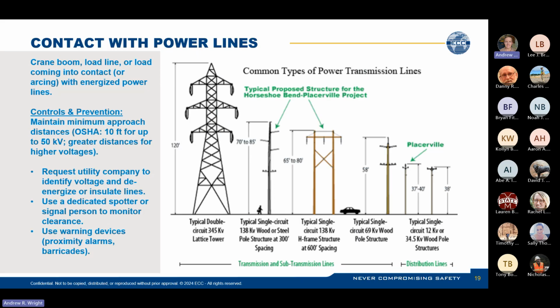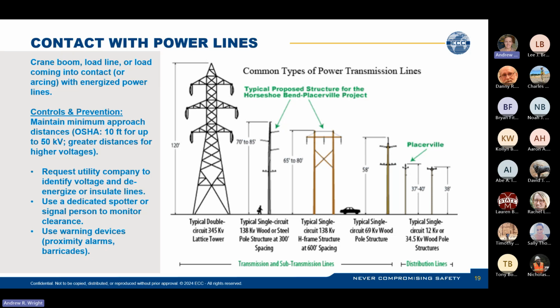Next hazard is contact with power lines. So crane boom, a load line, or a load coming into contact with an energized power line. Controls include maintaining a minimum approach distance. So for OSHA, it's 10 feet for up to 50 kilovolts. Greater distances are required for higher voltages.